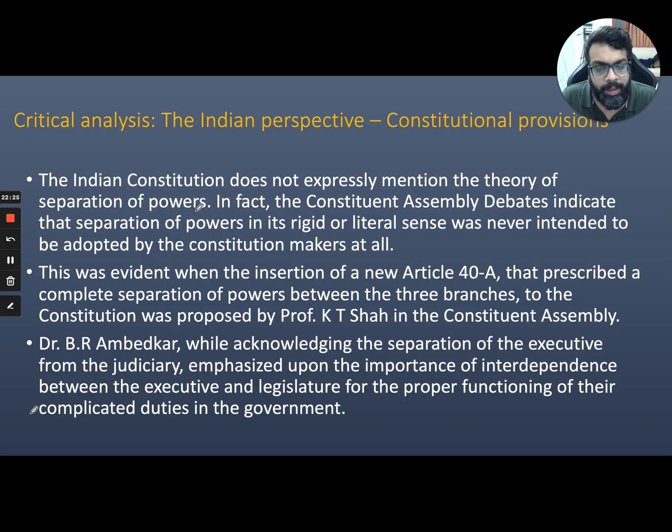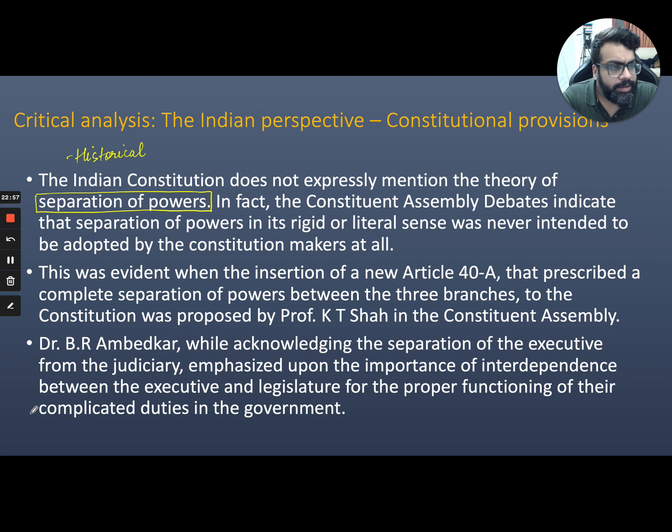When we start looking at the analysis of how India deals with separation of powers, let's understand this from a historical context. So, the Indian Constitution under no circumstances in any of the provisions mentions the word separation of powers as such. The closest that we come to is, of course, Article 50 of the Constitution of India.